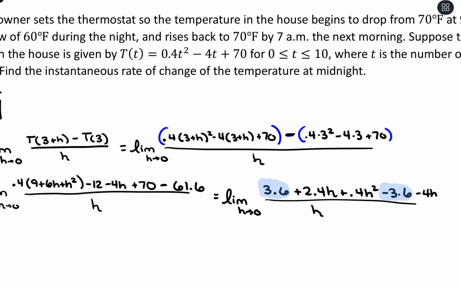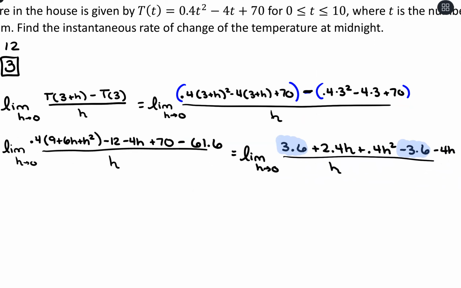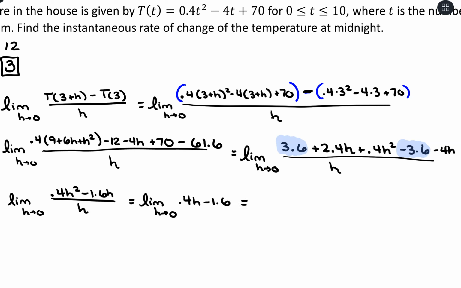So that 3.6 minus 3.6 is perfect, because then with that, I can just focus on taking, let's see, we have a 2.4h minus 4h, so that's leaving us with a negative 1.6h. So I have 0.4h squared minus 1.6h, all being divided by h. Cancel out an h, so we're left with 0.4h minus 1.6. And with that, plugging in 0, we're left with a negative 1.6.